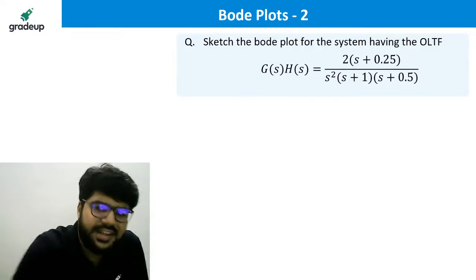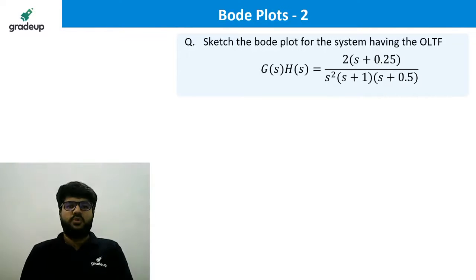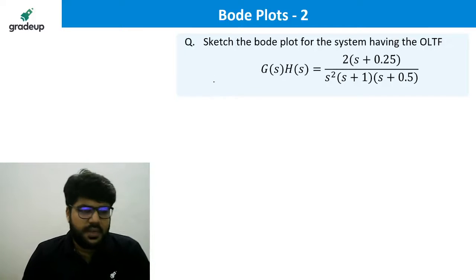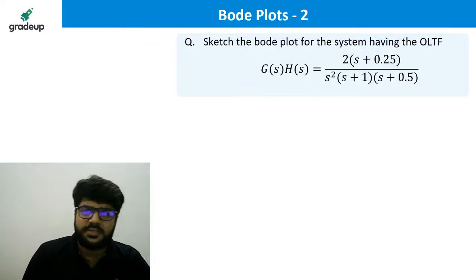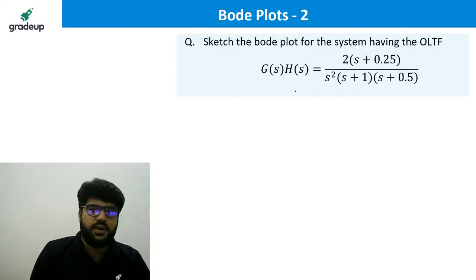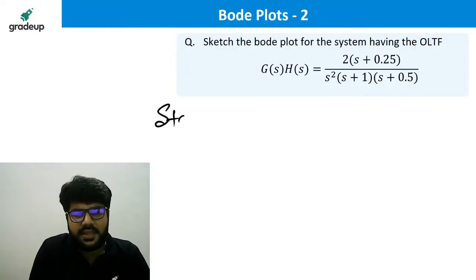Okay guys, now starting one more example. Let's do one more so that we'll understand again the clear picture. Let's understand one more example. Sketch the Bode plot for the system having the open loop transfer function 2 into s plus 0.25 upon s square, s plus 1, s plus 0.5. Okay, let us start this one. Bode plot for system having this open loop transfer function. Once again, number one thing that you will do is to convert into the standard form.